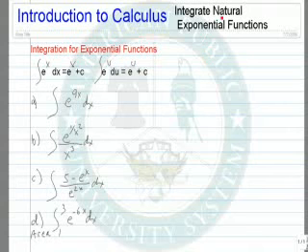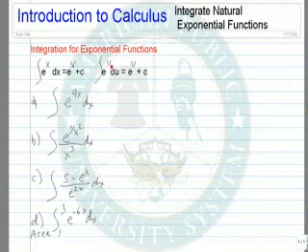Now I want to integrate natural exponential functions. The integral of e to the x dx is e to the x plus c. The integral of e to the u du, provided we have the derivative of our equation in u, is e to the u plus c. Let's see if we can apply this formula.